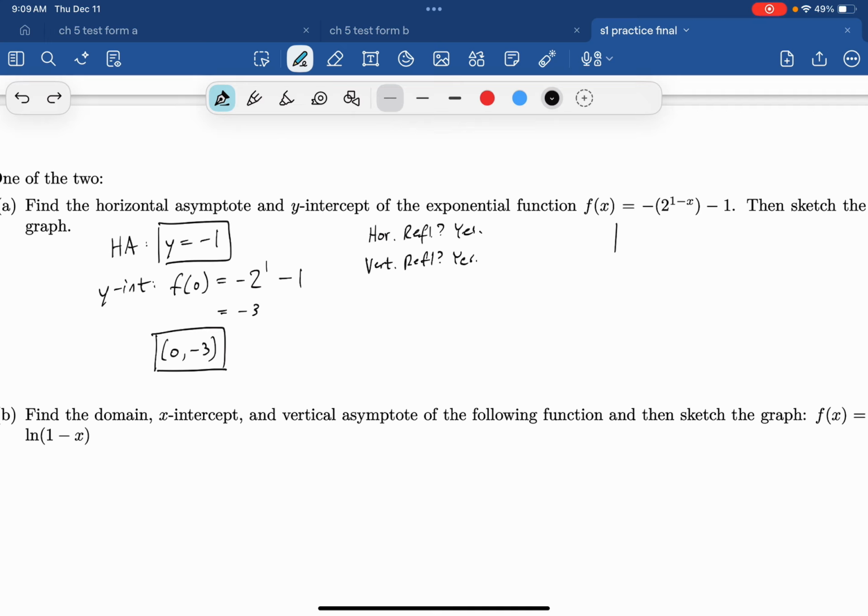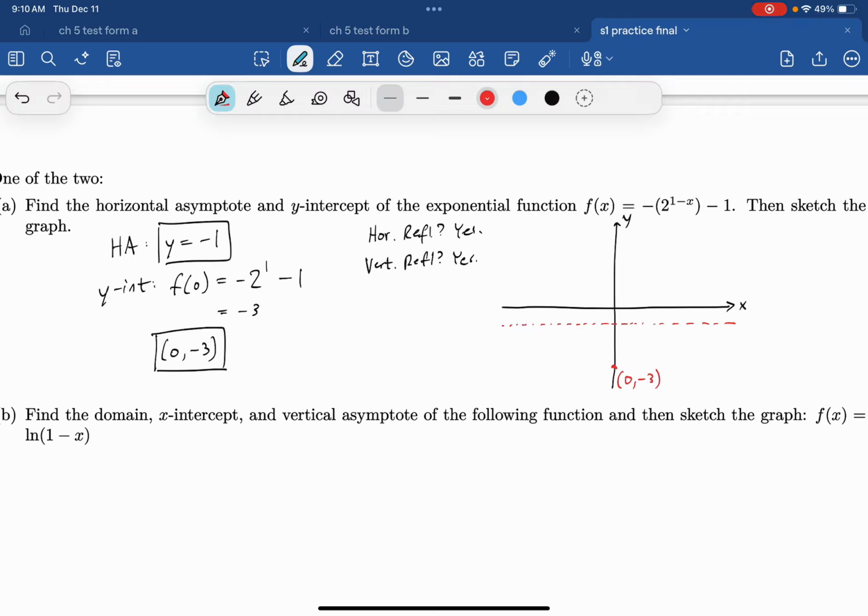Okay, so we're going to draw our axes. It doesn't need to be fancy. We don't need any tick marks. Just an x and y label is sufficient. And then we're going to draw our horizontal asymptote. So that's at y equals -1. Put that in red. So that's at -1. And then our y-intercept is at (0, -3). So we'll put that right here. Okay, (0, -3).